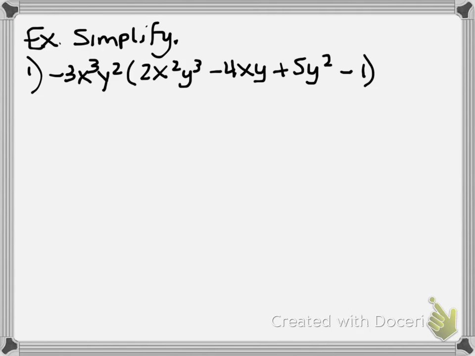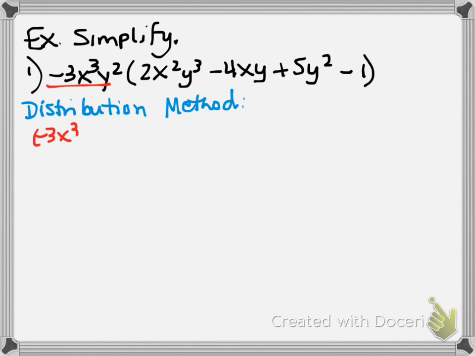So this problem really lends itself to simple distribution. So all distribution says, so I'm going to highlight distribution method. What it says is you're going to take your negative 3x cubed y squared. You're going to multiply it by each term in the polynomial. So you're going to multiply it by the 2x squared y cubed. And then you're going to multiply it, wait a second.